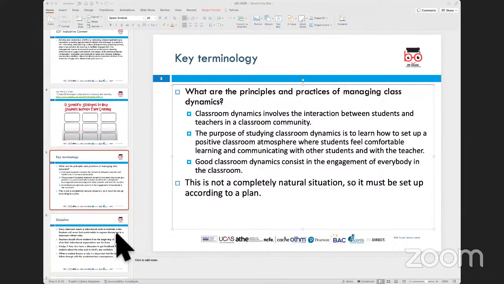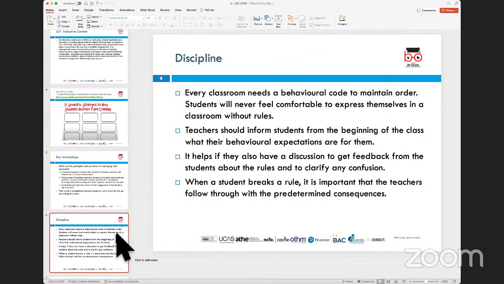So management of a classroom and its dynamics, which is basically relationship, attitude, behavior and interactions, is a direct responsibility of the teacher when you're teaching and delivering something in the classroom, whether it's online or in a classroom-based setting.